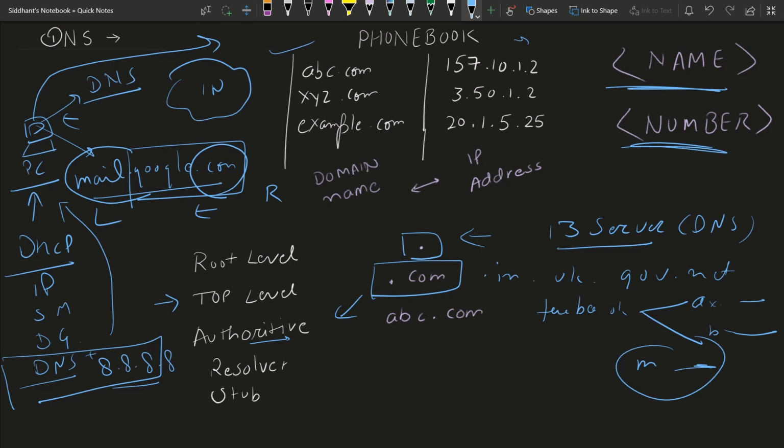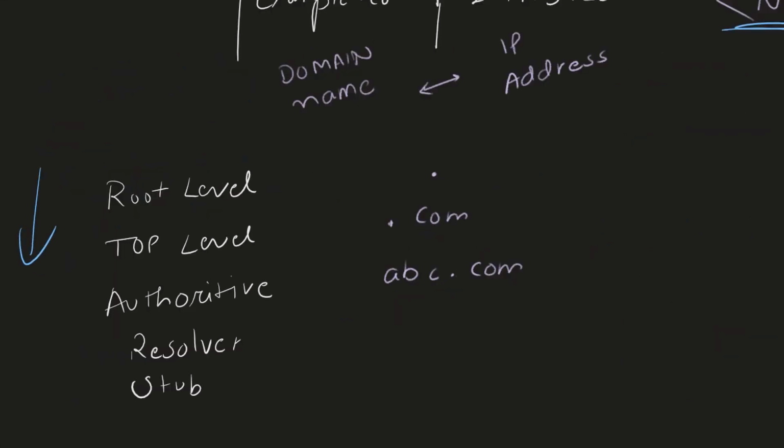So this is about DNS. This is the hierarchy for DNS. First there is the root level domain, then the top level domain, then the authoritative server, and there is a resolver, and there is a stub. So I will start with what a stub is.